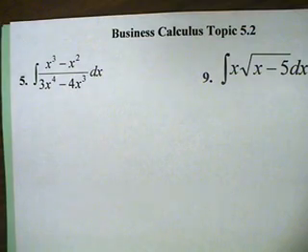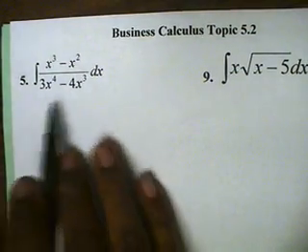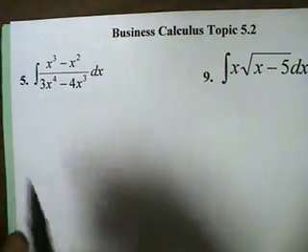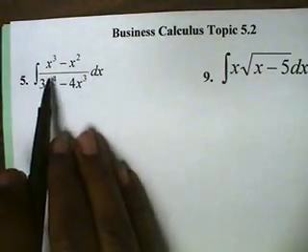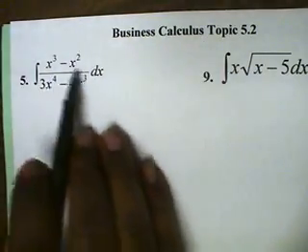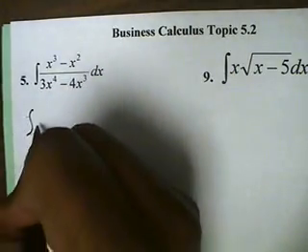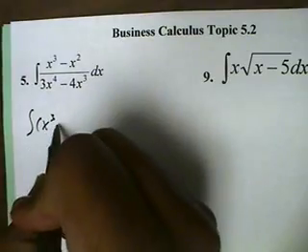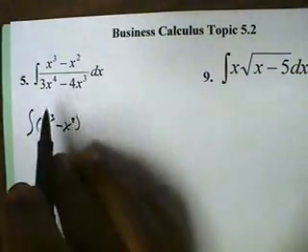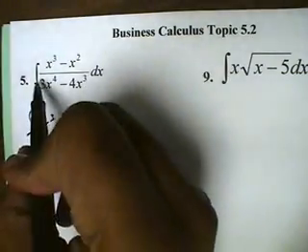Business Calculus 5.2. We want to take the integral of this problem right here. So what I want to do is take the denominator, which makes this whole thing rational, and make everything into numerators. So this will be the root of x cubed minus x squared. This goes to the numerator.